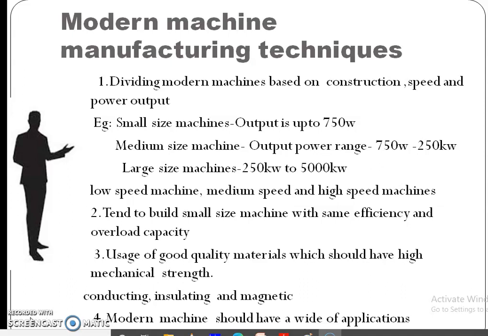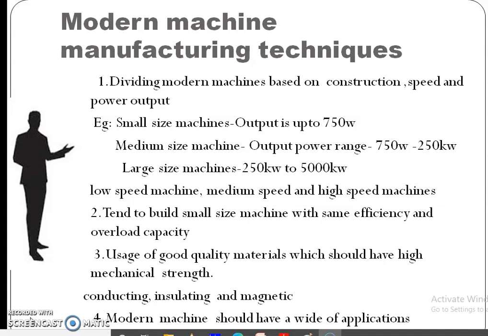If you decrease the size of the machine, that affects the flux density, the current density, the saturation part, and the losses, copper loss and iron loss. So that affects all kinds of things. Even though we have all these limitations, we have to overcome them. We have to design a small machine with high efficiency and overload capacity. These are the techniques they are following nowadays.